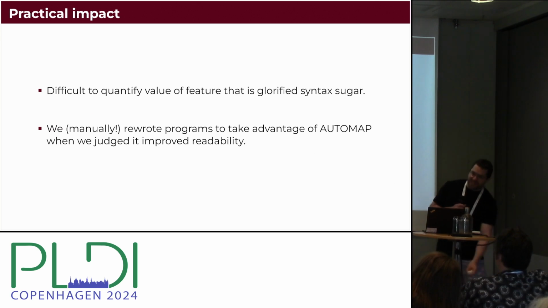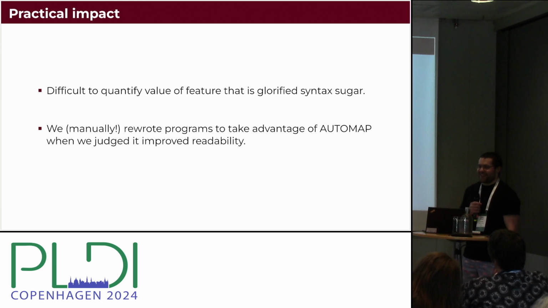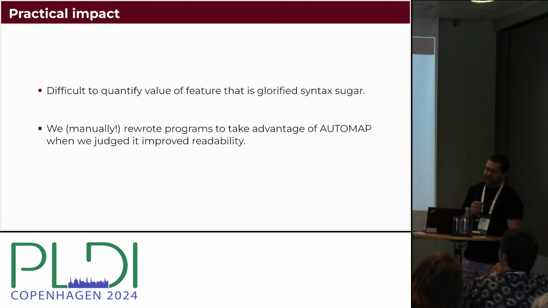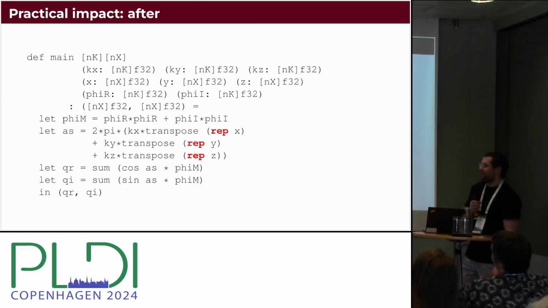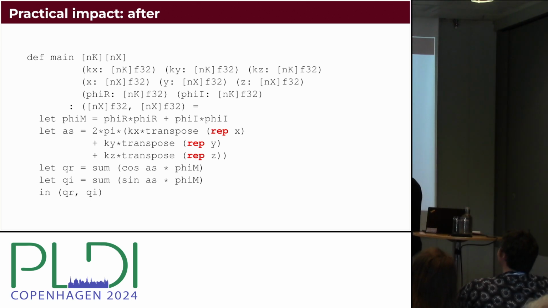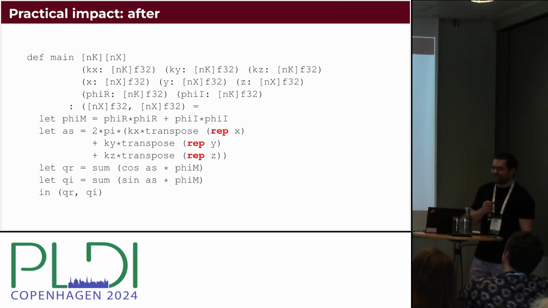So the practical impact of this, it's hard to exactly quantify because it's just syntactic sugar, right? What we did, though, is we took our benchmark suite and we rewrote the programs in it to take advantage of AUTOMAP when we thought it would increase clarity. And here's just an example of a program. So this thing is sort of cluttered with all these administrative maps. And it sort of obscures what's actually going on here. But with AUTOMAP, we can get rid of all of them. We do have to include some reps here, but that's OK. And you can see, for example, these QRs and QIs at the bottom are much simpler and are much closer aligned with the math that they're actually trying to express.